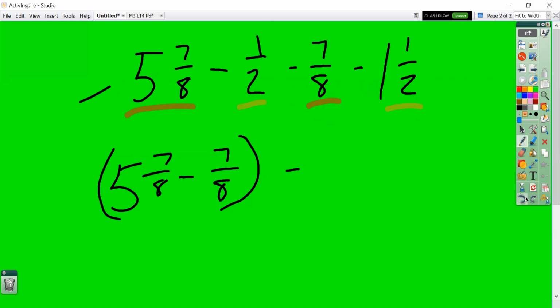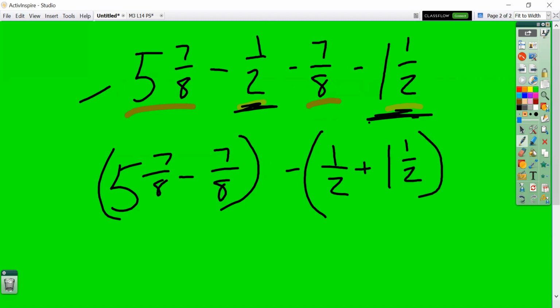How do we combine the 1/2 and the 1 1/2? Because we're subtracting both of those numbers from the 5 and 7/8. Does it make sense to subtract them from each other? Or are we subtracting both of these fractions from the whole? Yeah, we're subtracting both of the fractions from the whole. So really, we're going to show a subtraction, but what we need to do is group these two together to be able to subtract it from the whole.